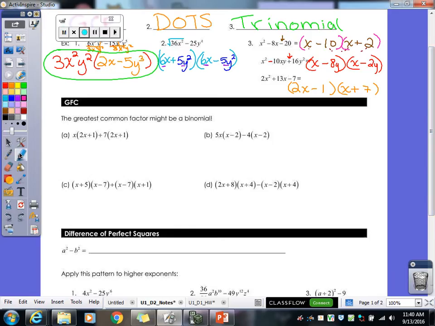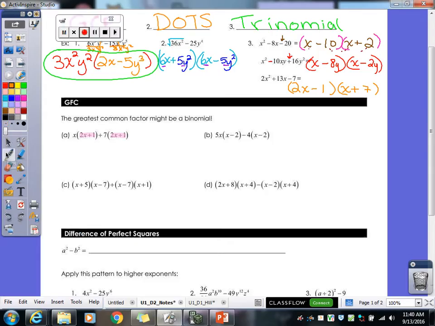So going one step further with our GCF, sometimes our GCF is a binomial. Like if we look here, well, that's a really big highlighter. I didn't want it to be that big. There we go. Let's shrink it down a little bit. If you look inside those parentheses, they both have a 2x plus 1. That's our GCF this time.